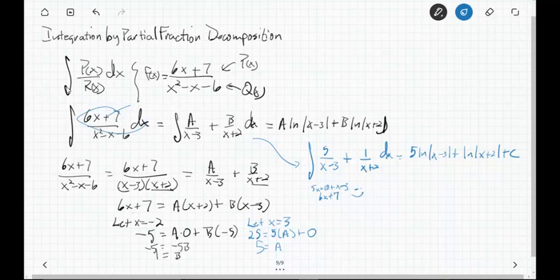Now, you do have to be careful. There's a little cautionary tale that you have to be super careful with here, and that is to remember your laws of logarithms. I could rewrite this as the natural log of the absolute value of x minus 3 to the 5th plus the natural log of the absolute value of x plus 2 plus c, and then, if you recall, the sum of logarithms is actually the log of the product. So I can write this as the natural log of the absolute value of x minus 3 to the 5th times x plus 2 plus c.